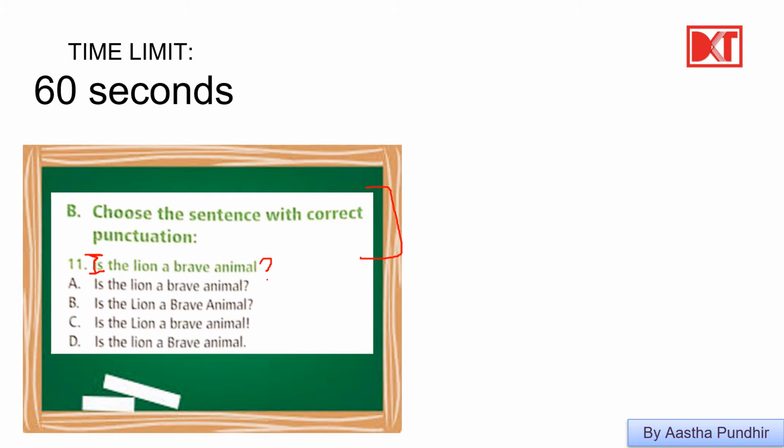So here which one is punctuated correctly? A. For the rest of the options you see, L is capital, B is capital, A is capital, it's an adjective, lion is an animal, all of these they're not proper nouns. And similarly here we have used an exclamation mark, which is not correct. Then here again we have a full stop in the end, which is not correct as well. The correct answer is A. Right, correct is this one. Is the lion a brave animal? Alright, let's move on to the next one.